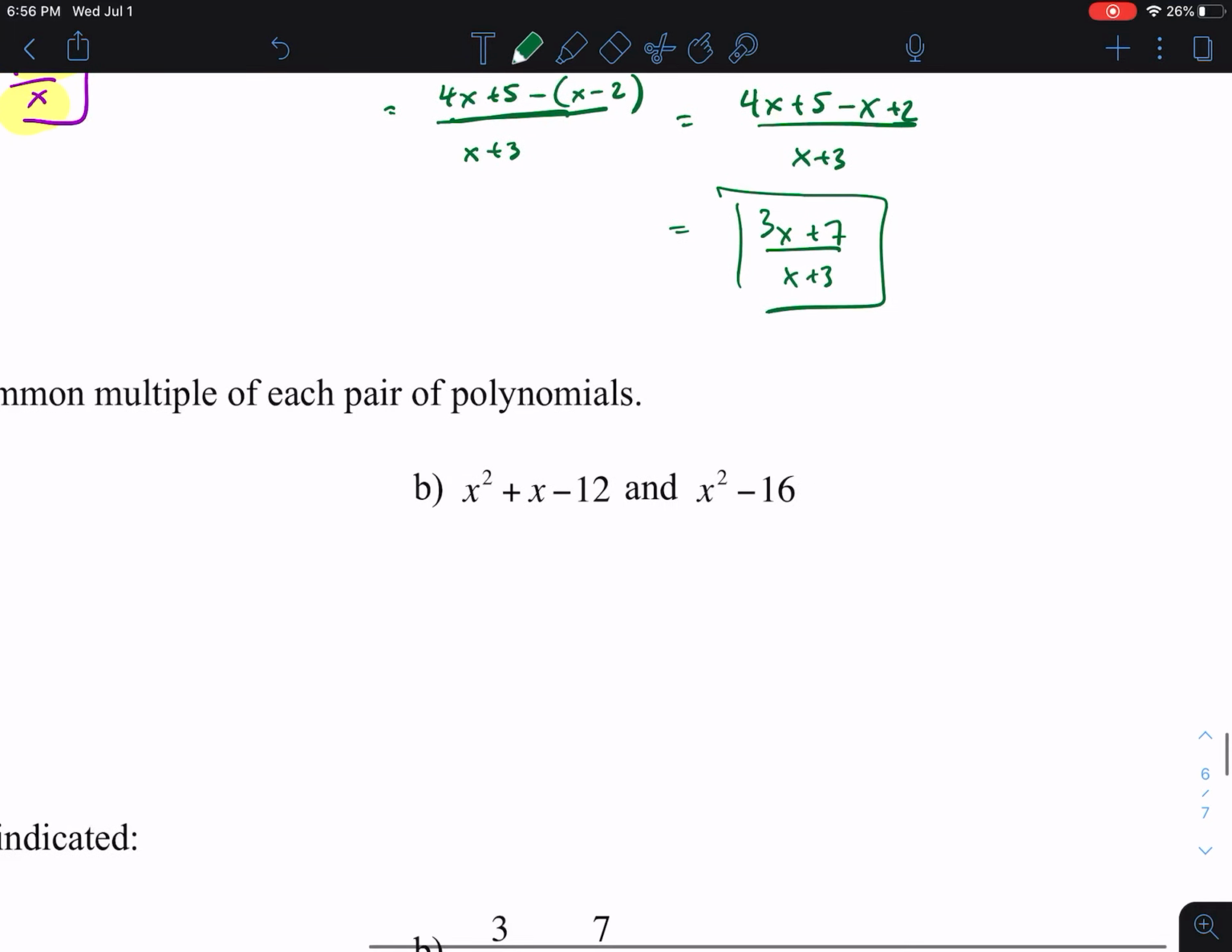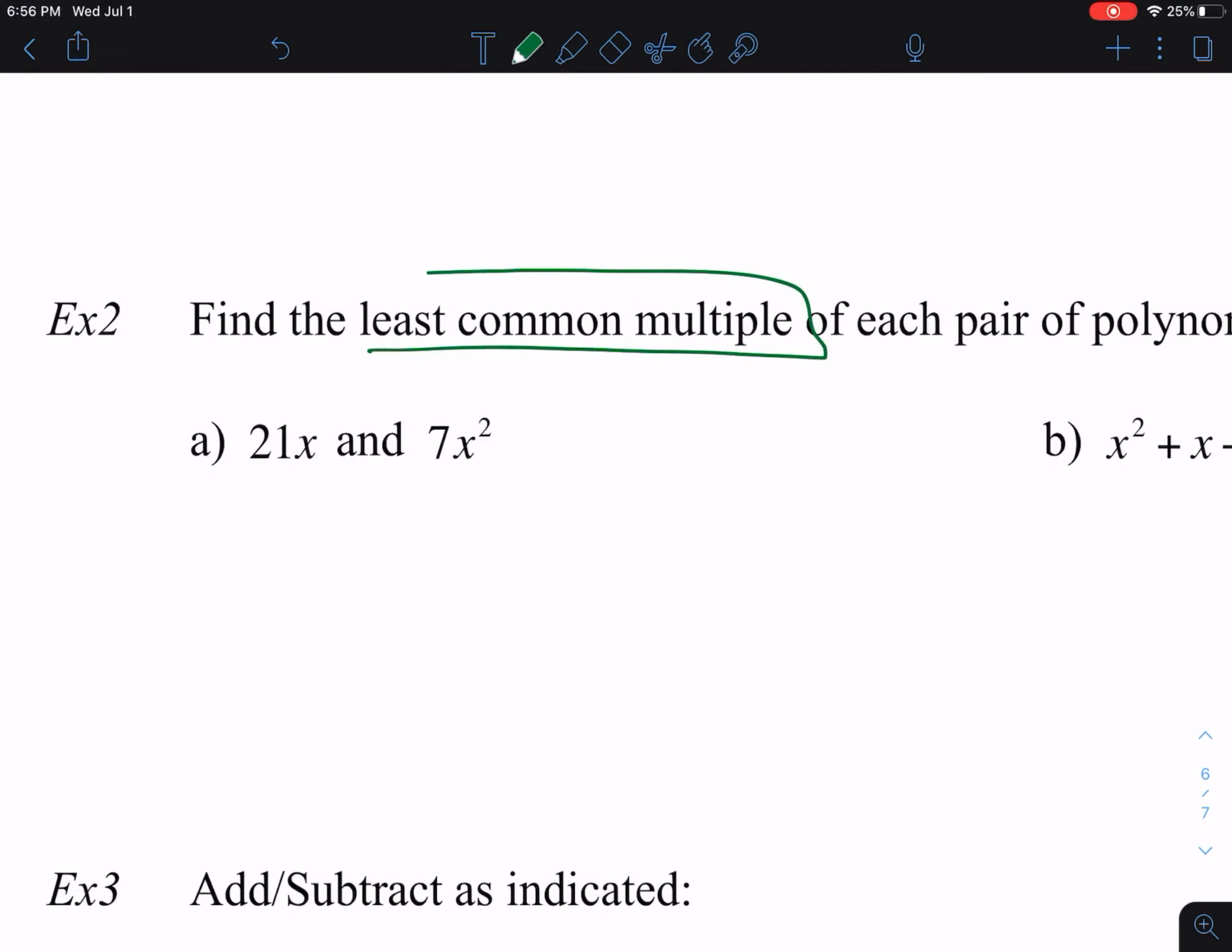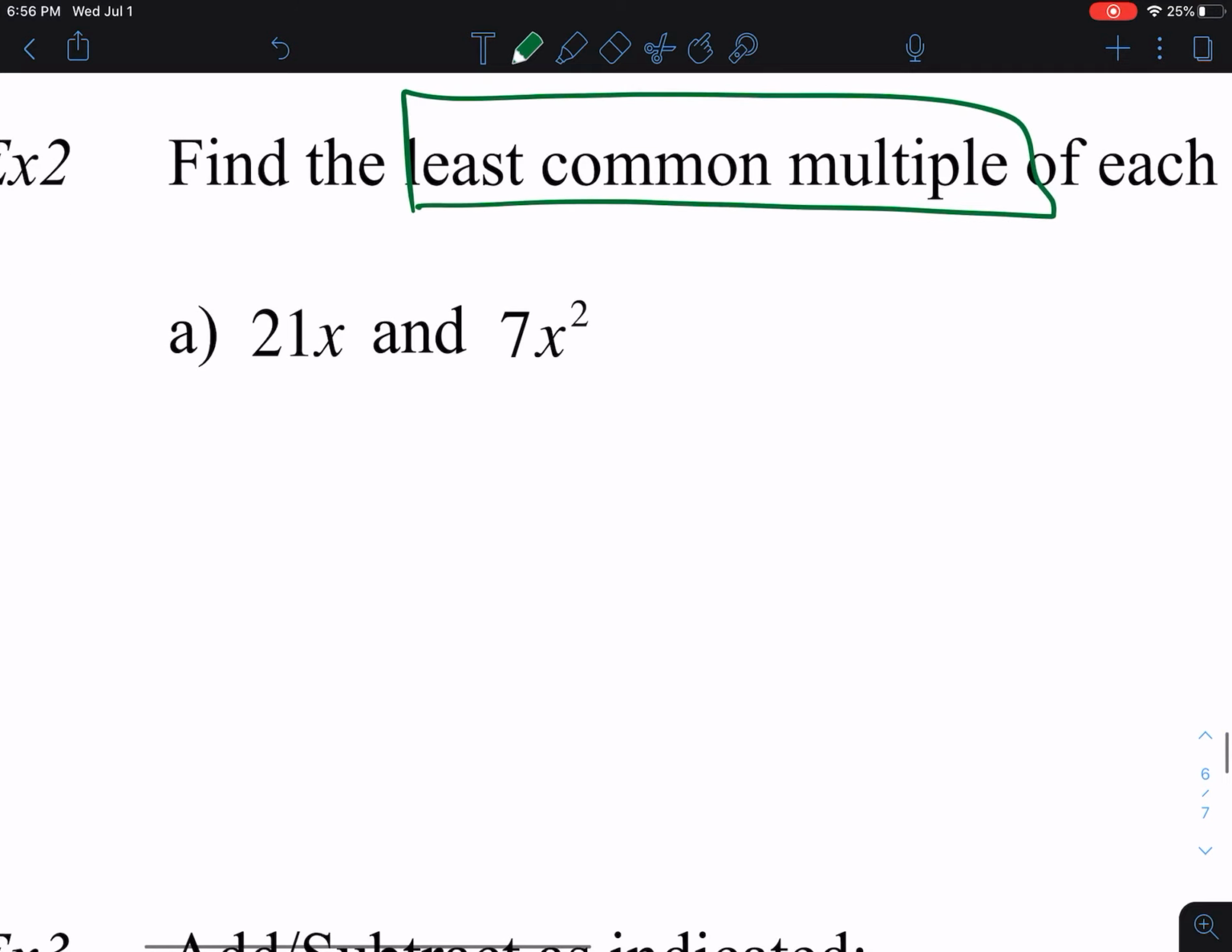So let's look at the least common multiple. This is the LCD. Let's look at just these terms. We've got 21x and 7x squared. It's not the greatest common factor. Least common multiple means: what is the smallest multiple of both 21x and 7x squared? Meaning, what is the smallest number that both 21x and 7x squared divide into?